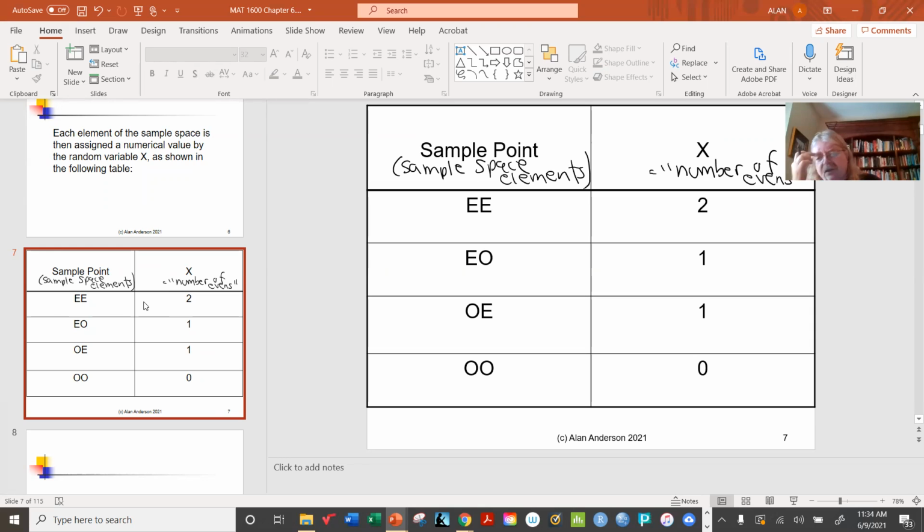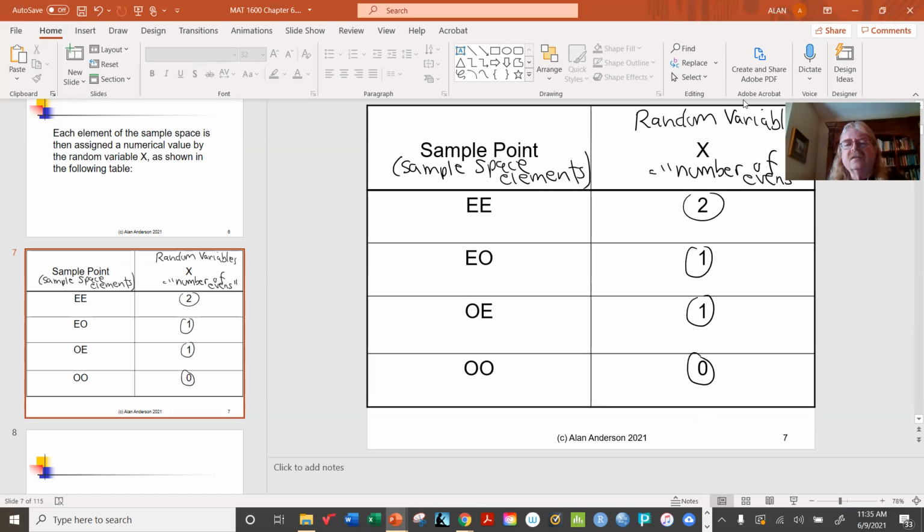So with EE, we get a 2. With EO, we get a 1. With OE, we get a 1. And with OO, we get a 0. So X is a random variable because all it's doing is assigning numbers to the outcomes of this experiment. Now, I think you'll agree that these are easier to deal with than these letters. And in fact, we could potentially use these numbers to come up with a formula that helps us calculate the likelihood of getting, for example, 2 odds or 2 evens. So having a number, like I said before, is much more useful than having to deal with letters or colors or flavors or geographical regions, whatever the case may be.